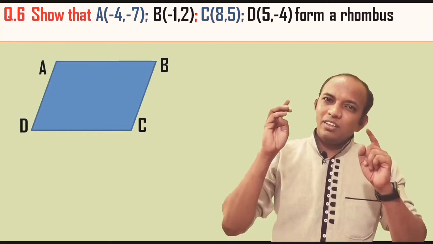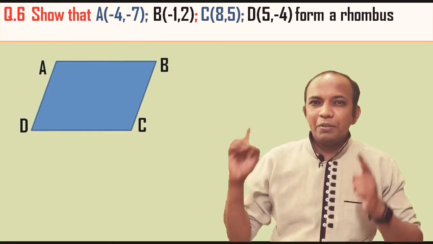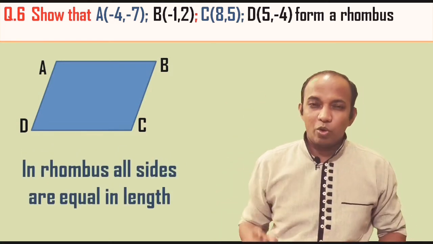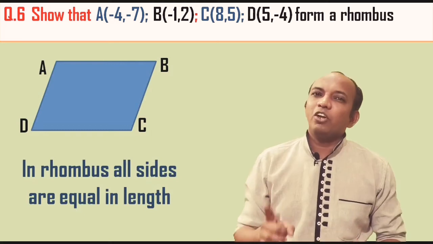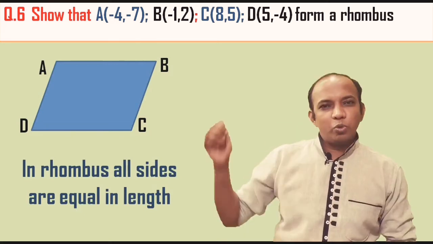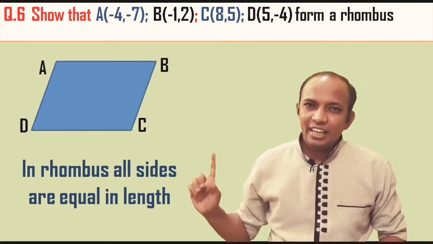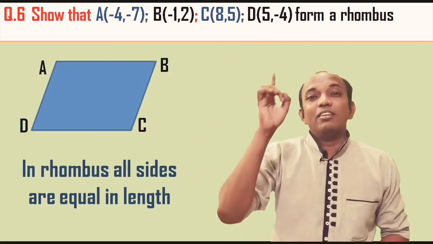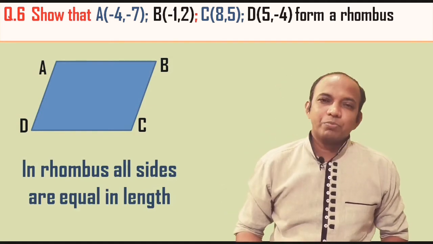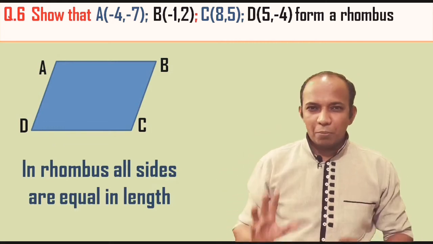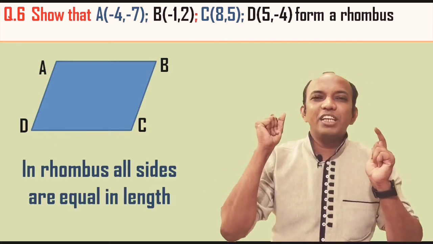In a rhombus, according to its property, all sides are equal in measure, right? Their length is equal, and to find that length we are going to utilize the distance formula. If I am able to prove AB, BC, CD and DA are equal in length by finding their lengths using the distance formula, then we can say those vertices are of a rhombus. So here we go with the distance formula.